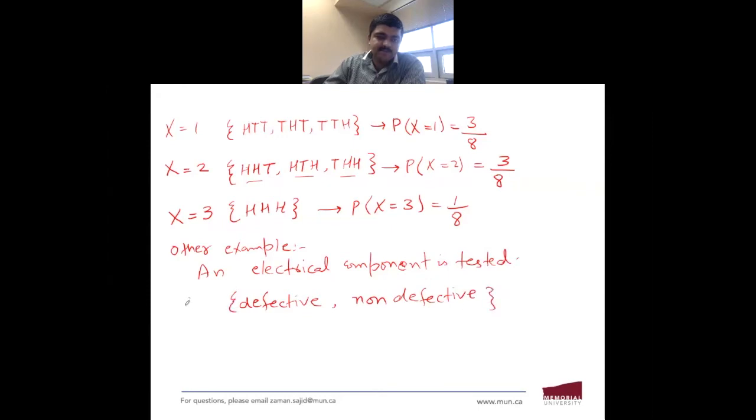Because this is my sample space, I just assign it as S. So for example, if it is defective, I assign it a 0 random variable. If it is non-defective, I assign it a 1. So by 0, I mean to say it will pass the test, and by 1, I mean to say it will fail the test. Okay, so your random variable could be 0 and 1.